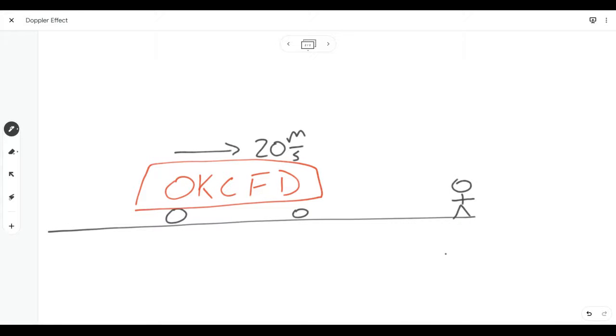Hey everybody, this is Mr. Copeland. Today we're going to learn about a phenomenon known as the Doppler Effect.